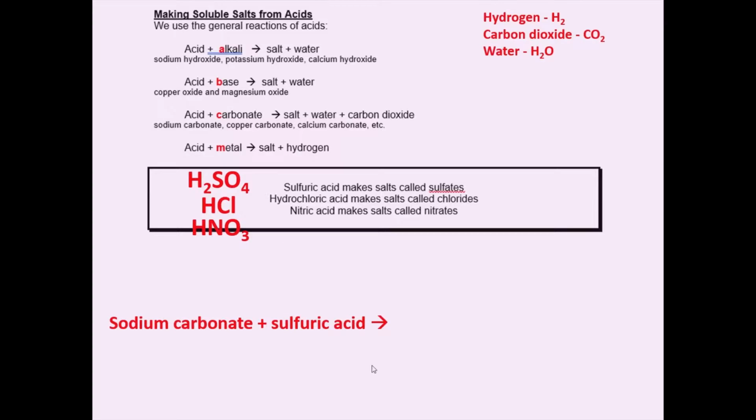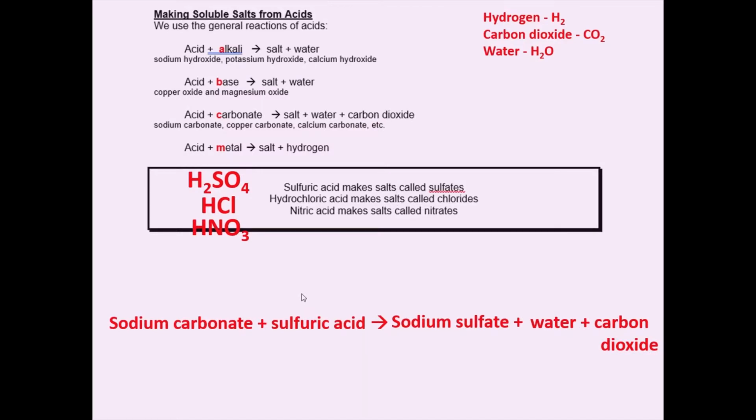Another example, sodium carbonate and sulfuric acid. Let's recognize the type of reaction first of all. It's a carbonate, so C. So it's acid plus carbonate gives salt, water and carbon dioxide. We're going to get the name of our salt in a moment, and then water and carbon dioxide. What is our salt? Sodium and then sulfuric acid. Sulfuric acid makes sulfates, so sodium sulfate. And then the other two products are water and carbon dioxide.